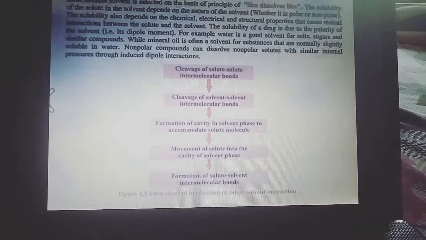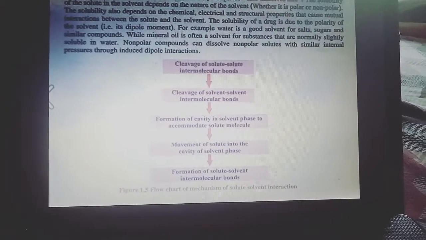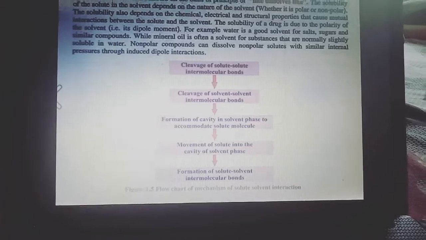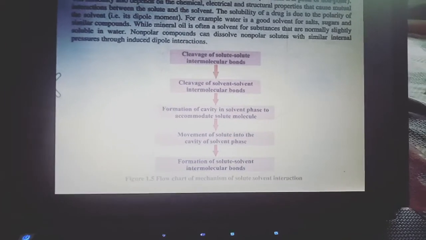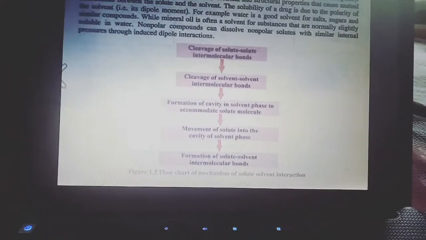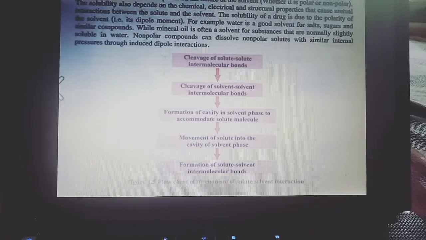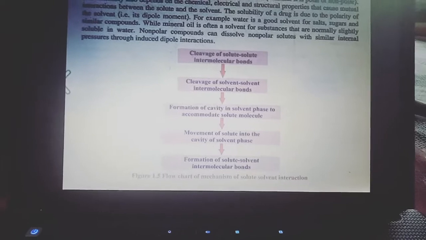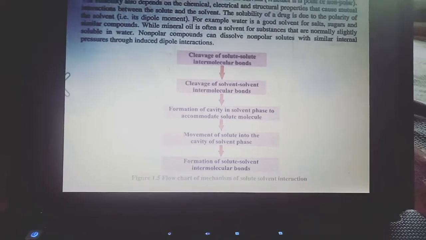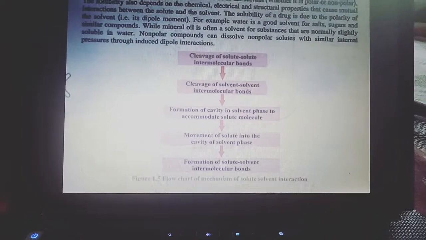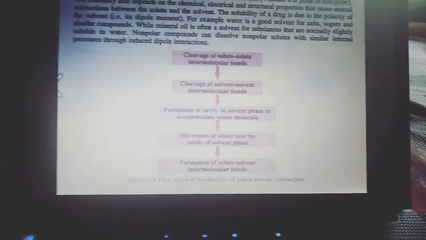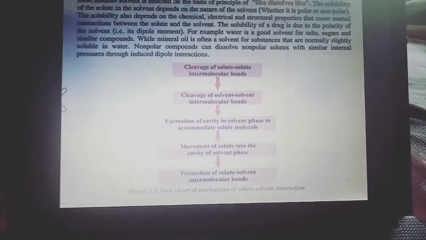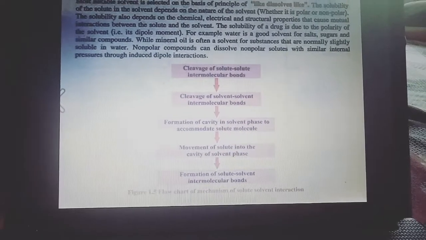Means the solubility of our solute in any solvent depends on the nature of the solvent, whether it is polar or non-polar. The solubility also depends on the chemical, electrical and structural properties that cause mutual interactions between the solute and the solvent. There are various interactions between the solute and the solvent. Okay, the solubility of the drugs is due to the polarity of the solvent.